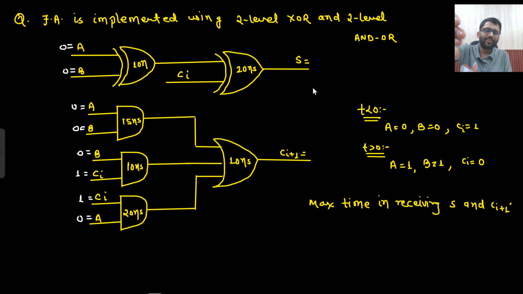So basically 2 level means here you are collecting your output, that is sum, and here you are collecting your carry, that is AB plus BC plus CA, right?